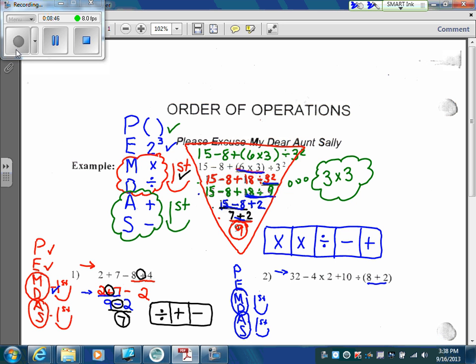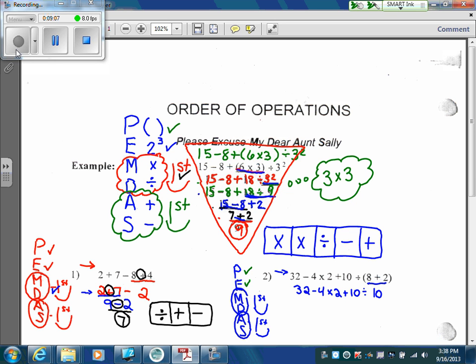8 plus 2 is 10. Write down everything that you did not use. Scan left to right. Do I see any more parentheses? No, I'm done. Next step is exponents. Scan. Do I see any exponents? No. So I'm passing that one.